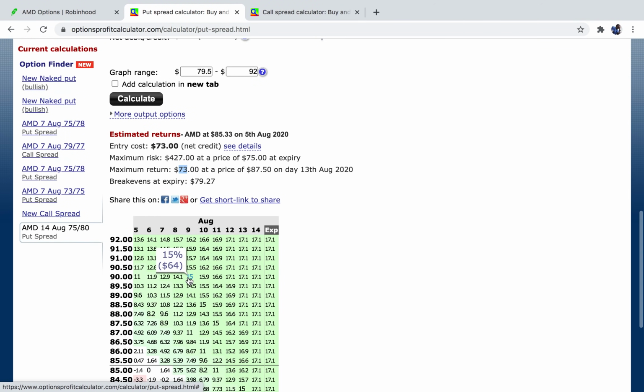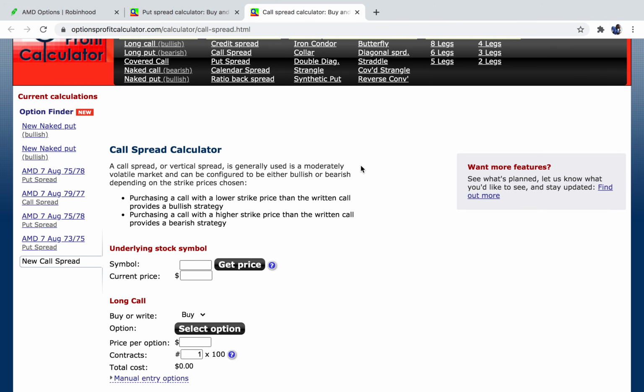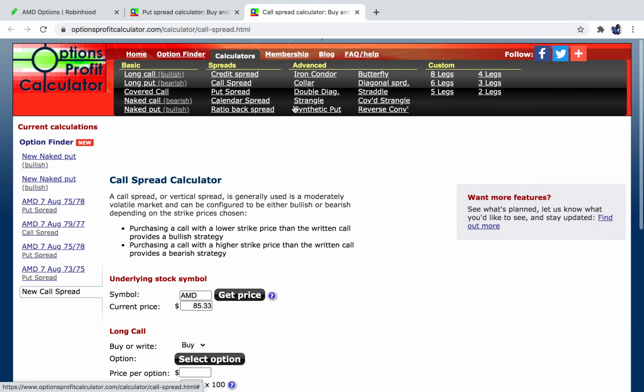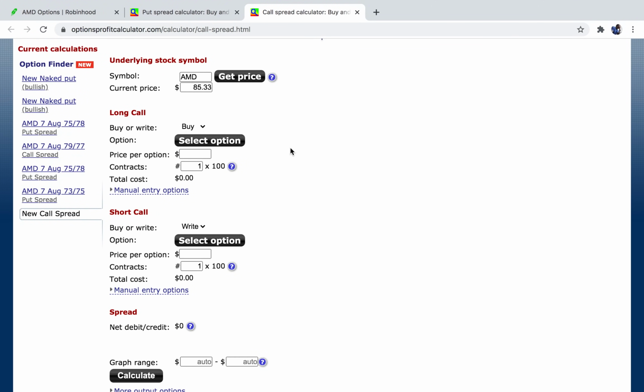Okay, now let's take a look at a call debit spread and see how that looks with the exact same strike prices, exact same stock. So again, we're going to choose AMD. And so again, this is going to be the credit spread, and then the other one was the put spread. And so as you can see, same concept, but in this case, we're going to sell a call at a strike price, and we're going to buy a call at a lower strike price.